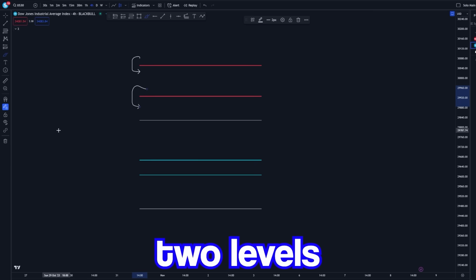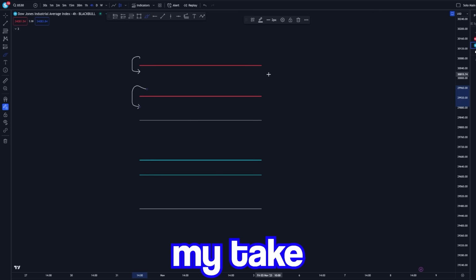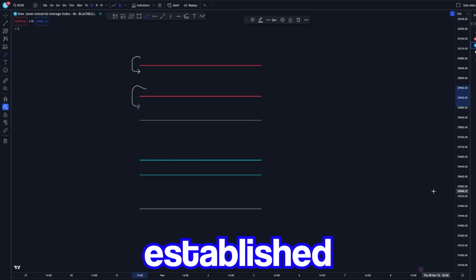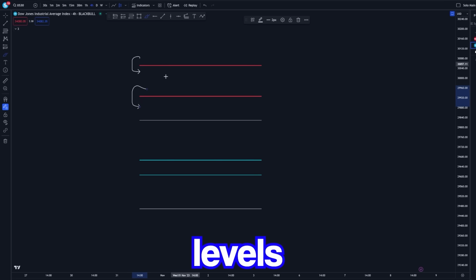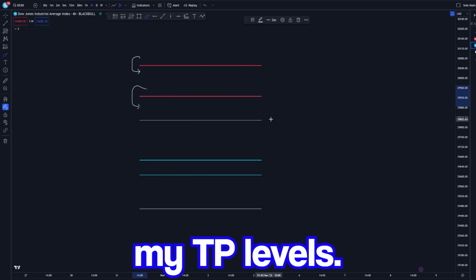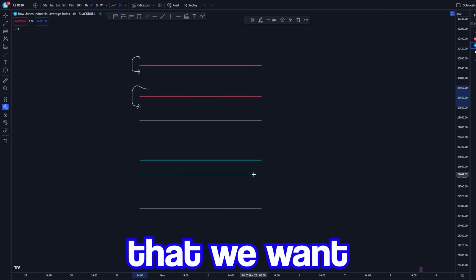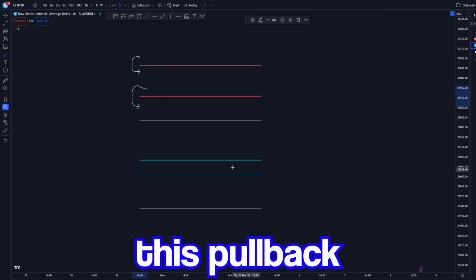Now, these two levels I only use to figure out my take profit. After I establish the market is either going up or going down, I then use these two red levels to determine my TP levels. Now, after that, let's say that we want to understand how far this pullback can happen.